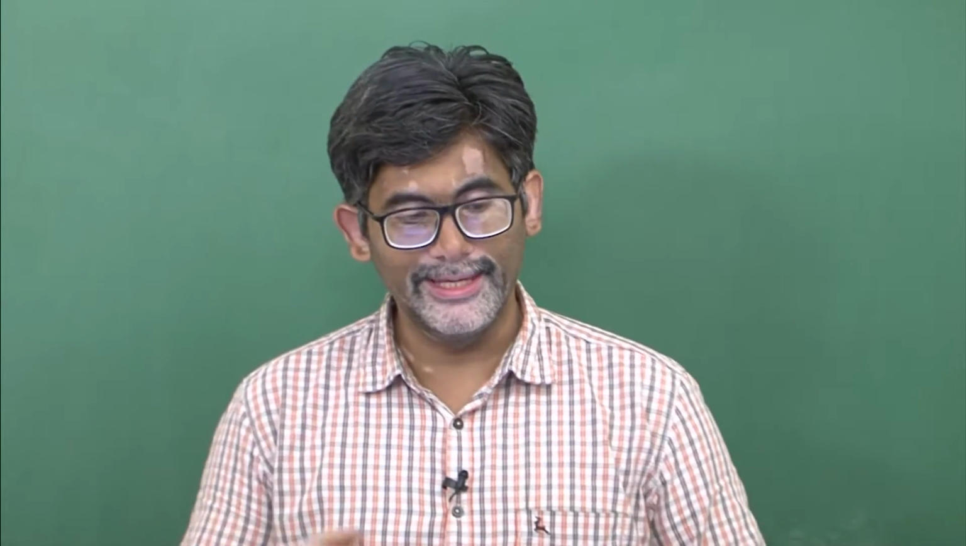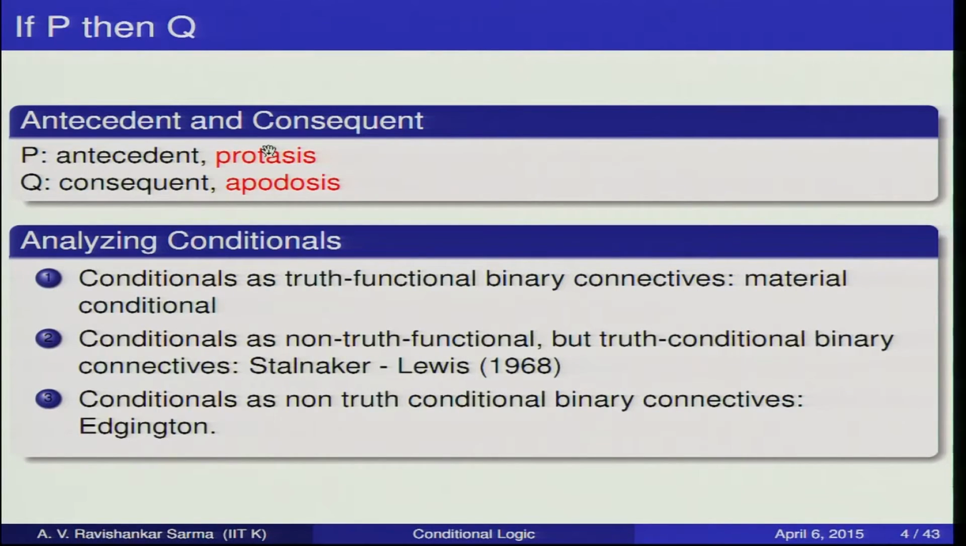So there are three different views in analyzing conditional statements. I am not talking about a specific kind of conditional, but any conditional which has the specific form if P then Q. So there are three views. Conditionals are analyzed as truth functional binary connectives like material implication. You can express them in terms of the semantics of material implication.